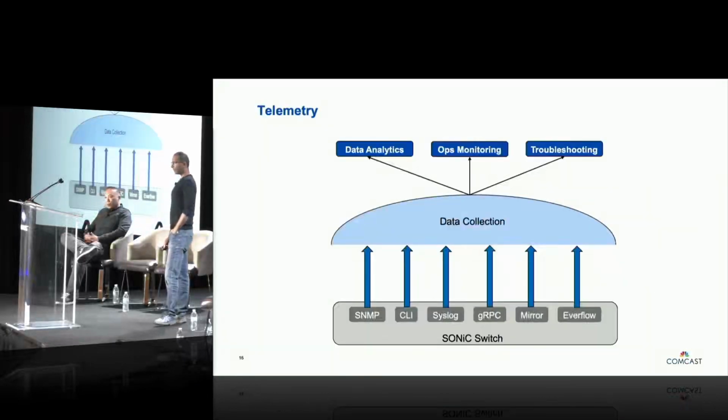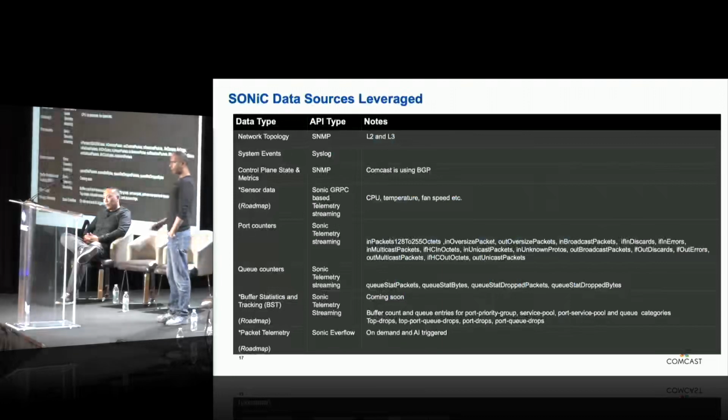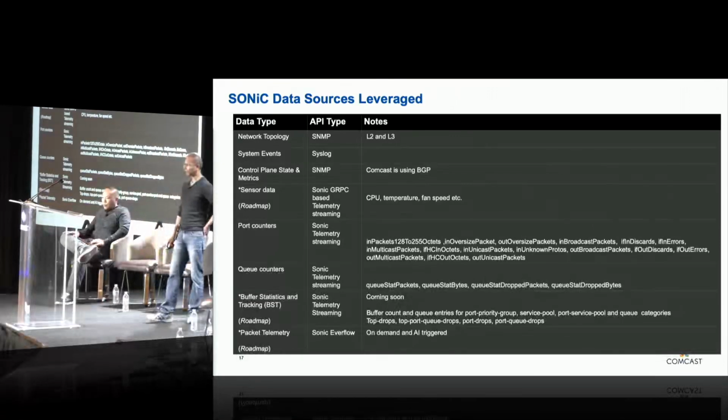Now, the monitoring part, the data collection, so we are leveraging all these different sources, telemetry, gRPC, syslog, SNMP, CLI, and Everflow is something that we are working on now. More details into the data sources, what they are doing. So for control plane and network topology, we are looking at SNMP. For system events, it's syslog. And various counters, port counters, and the buffer counters, it's using streaming telemetry. Again, Everflow is there in works for packet telemetry.